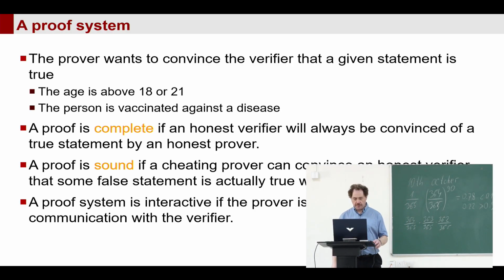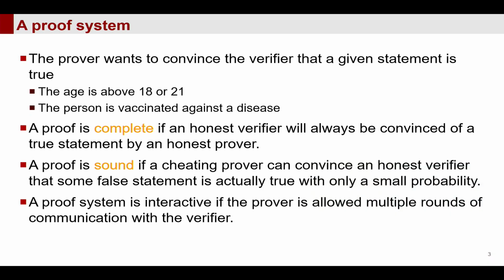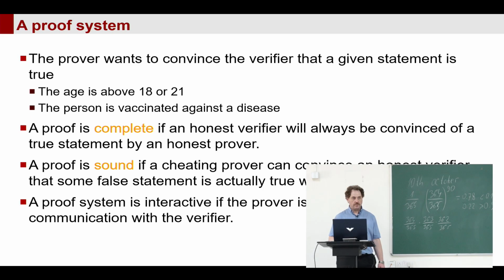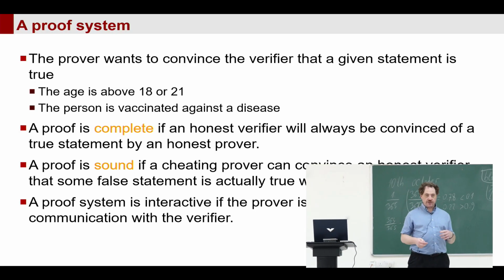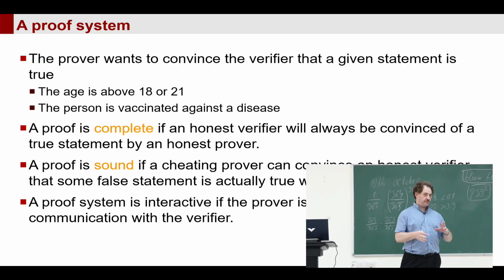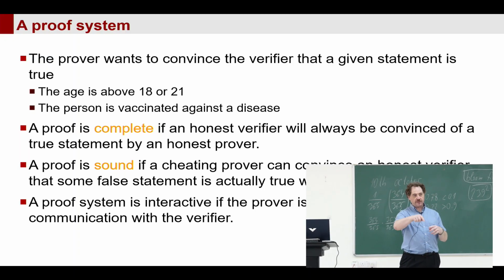Now, a proof system is interactive if the prover is allowed multiple rounds of communication with the verifier. It's like a security check: first question, you answer; now the second question; now the third question. That's an interactive proof.